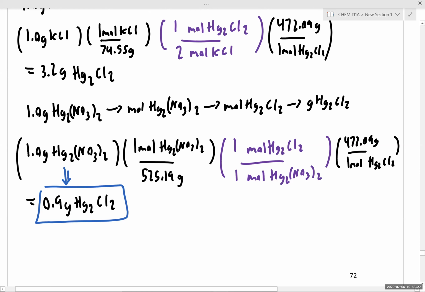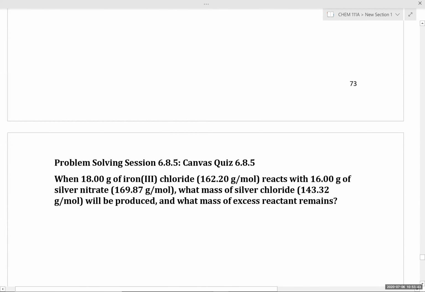As long as your setup is correct, the answer should be the same unless there is an input error. Let's work on another example. Let's really make sure that we have this skill set down.